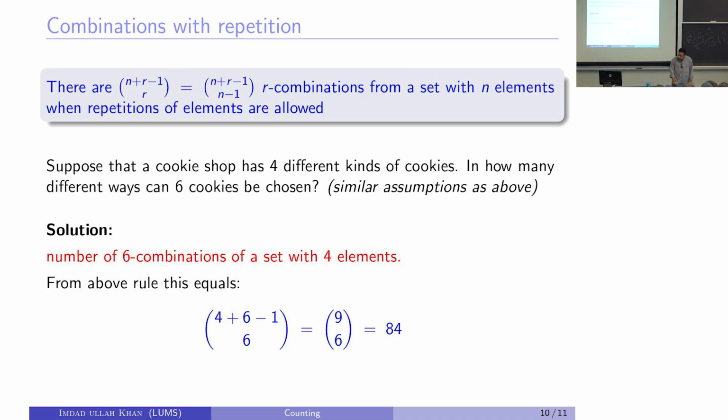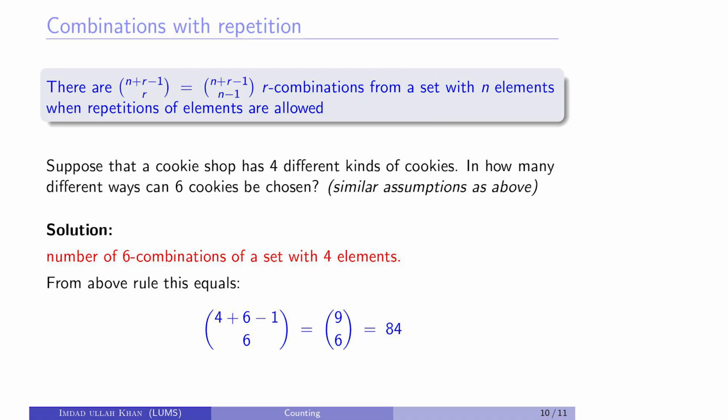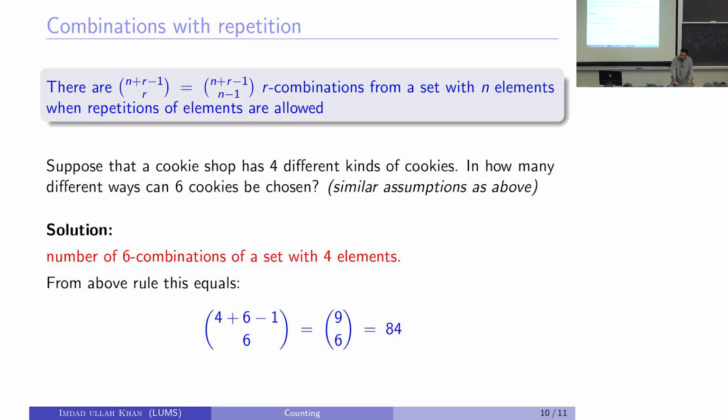Okay, so the answer will be 4 plus 6 minus 1 choose 5, or 4 plus 6 minus 1 choose 6. Okay, so one is n minus 1, the other is r. So understand this, where is the minus 1 coming from?